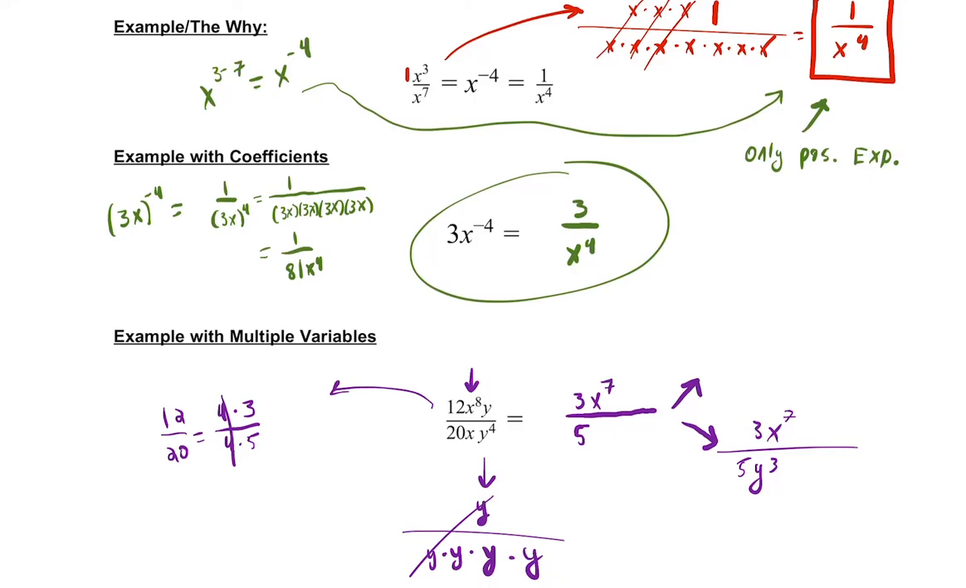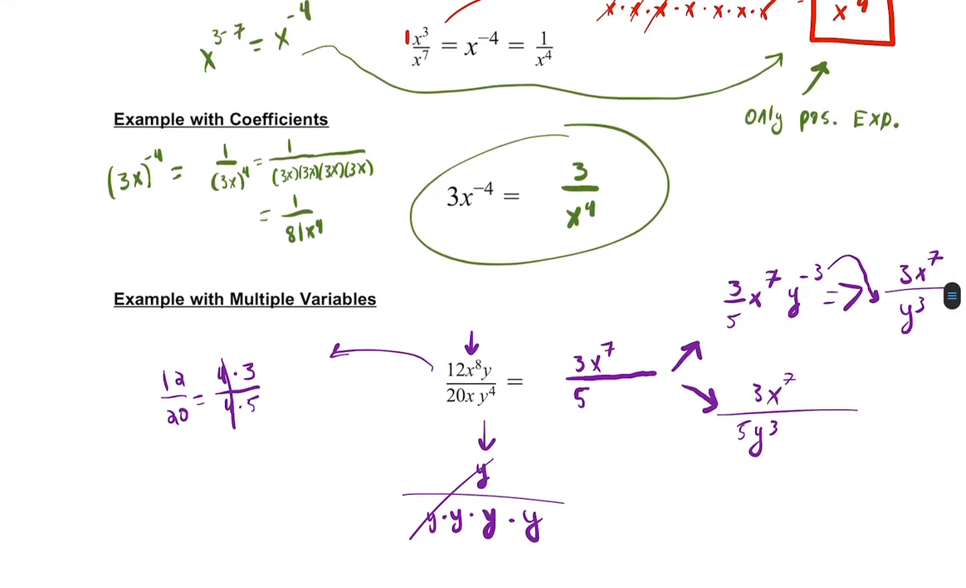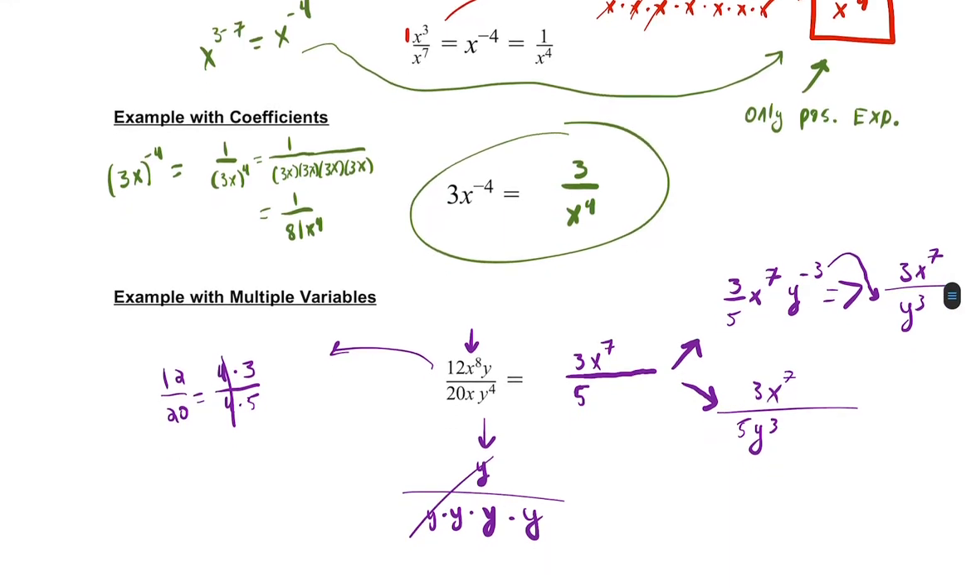Or you can apply your straight exponent rules, right? You just go straight through. You say this is 3/5, x to the 8 minus 1 is 7, y to the 1 minus 4 is -3. And then you can convert that into 3x to the 7th over y to the third by moving this down here. Either way is an acceptable way of thinking about that one.